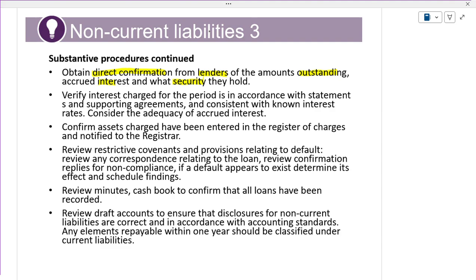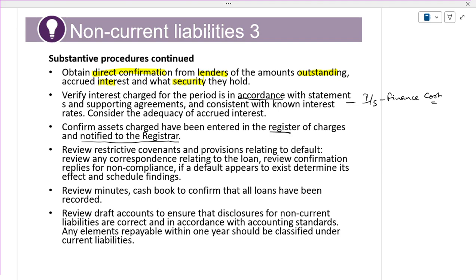Verify interest charge for the period in accordance with the statement. We do this in the income statement, where you will see the finance cost, and check whether we have charged it correctly or not. If you have done financial reporting, you will have a clear view. They will give what interest is paid and what interest is outstanding. Confirm the assets charge has been entered in the register of charges and notified to the registrar.